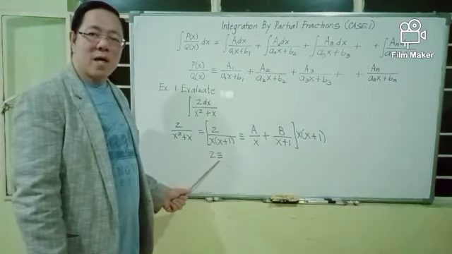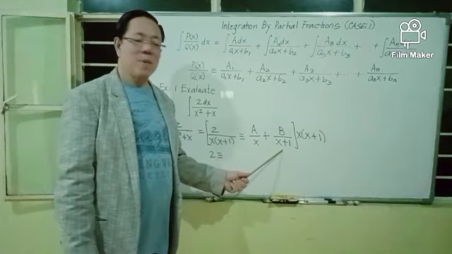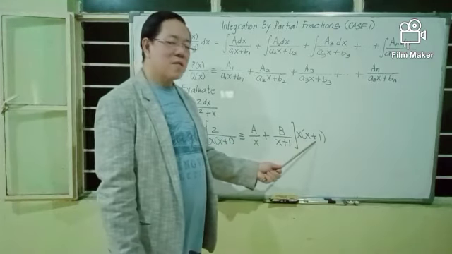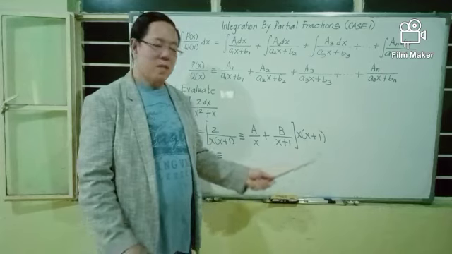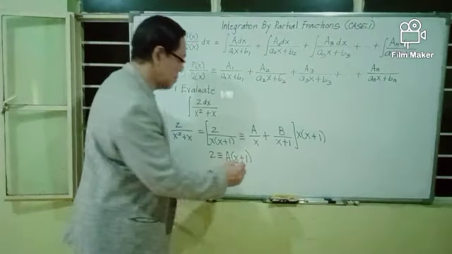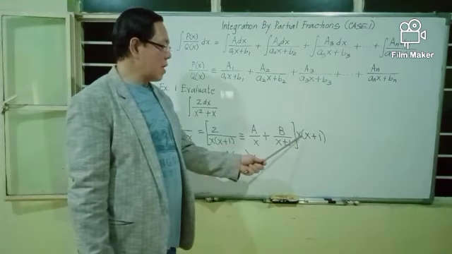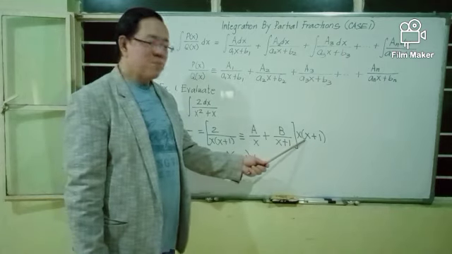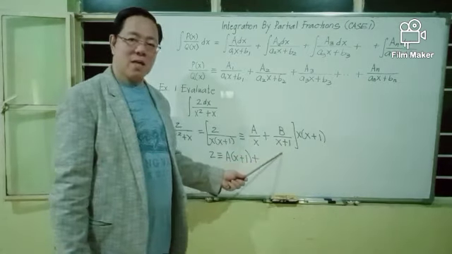Now, we still write equivalent because we do not know yet the values of a and b. For the right-hand side, we multiply each term of the right-hand side by the LCD x times x plus 1. If you multiply this a over x by x times x plus 1, x and x will cancel out, and what is left is a multiplied by x plus 1. Plus, we multiply b over x plus 1 by x times x plus 1. And you can see that x plus 1 over x plus 1 is 1. So x plus 1 over x plus 1 will cancel out, and what is left in the numerator is b multiplied by x for the second term.